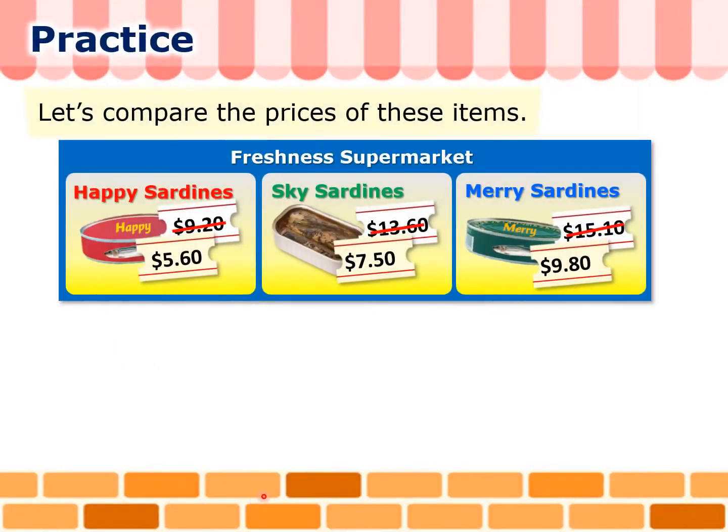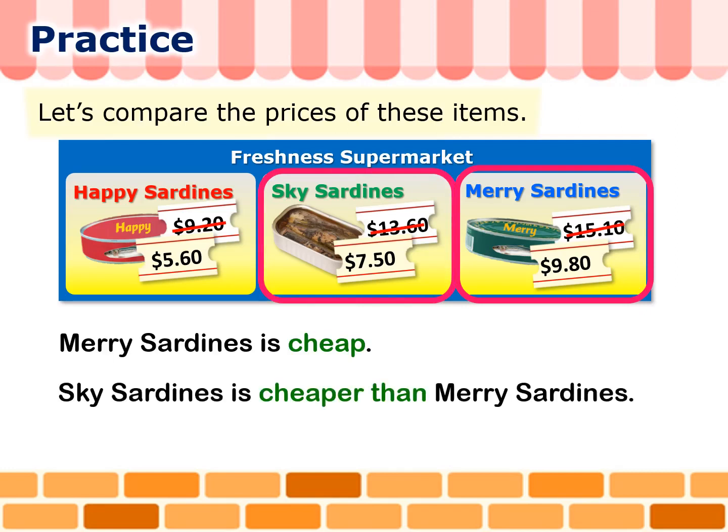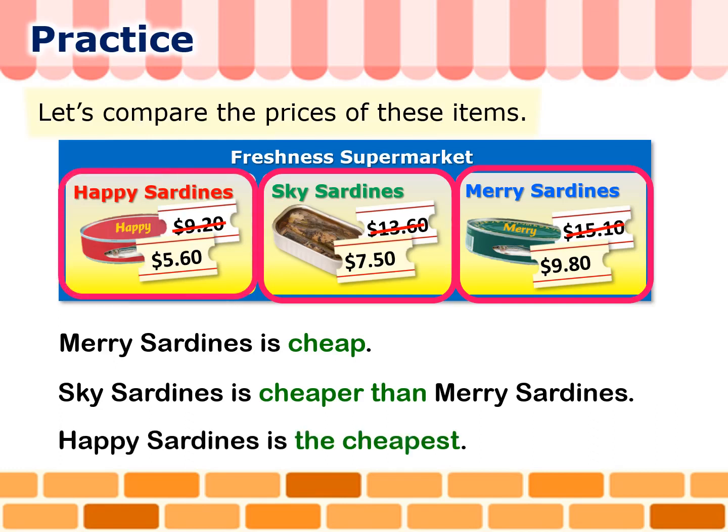Let's practice how to use comparatives and superlatives in our daily life. Look at the prices of these items. Mary Sardines is cheap. Sky Sardines is cheaper than Mary Sardines. Happy Sardines is the cheapest.